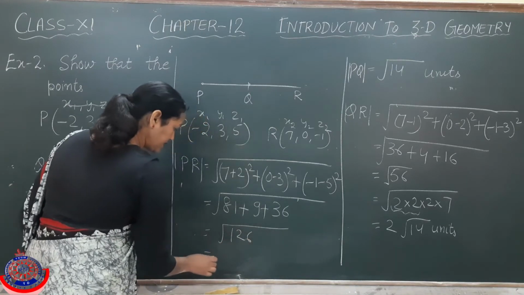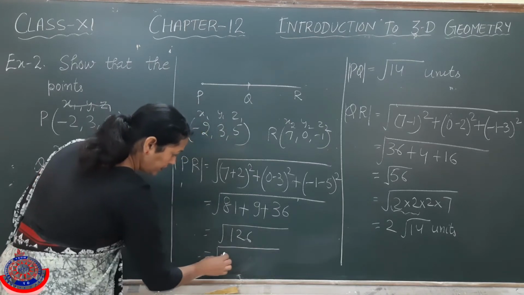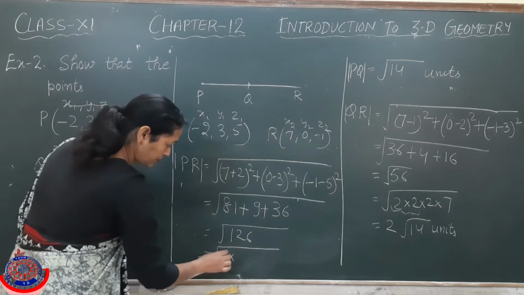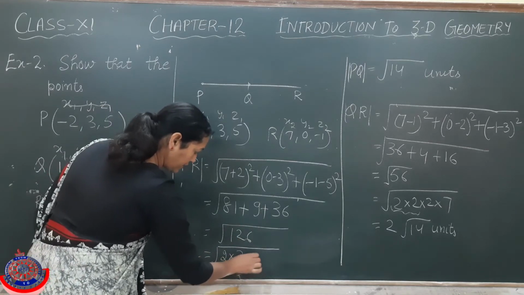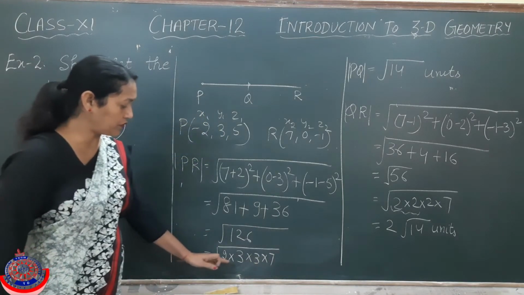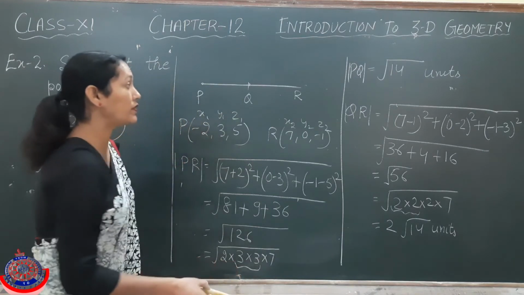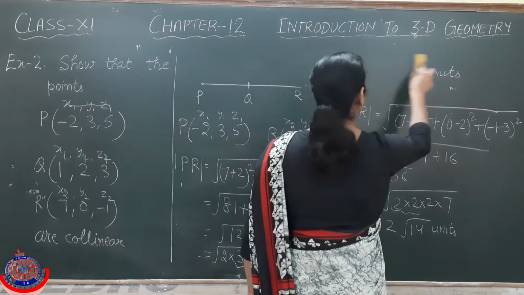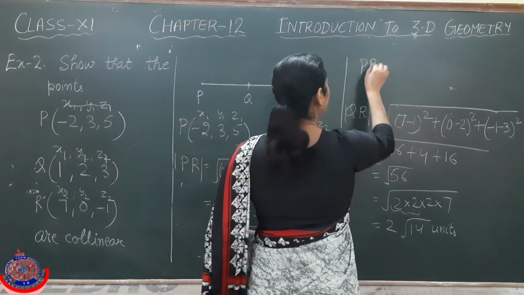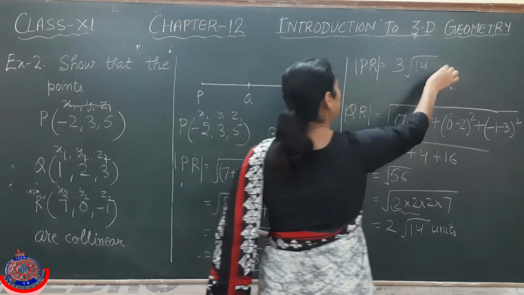Now if we factorize 126, it will be 3 into 2 into 3, 6, 21, means 3 into 7. So the factors of 126 are 2, 3, 3, 7. So out of this, 3 will come out. So what we will be getting is PR as 3 root 14 units.